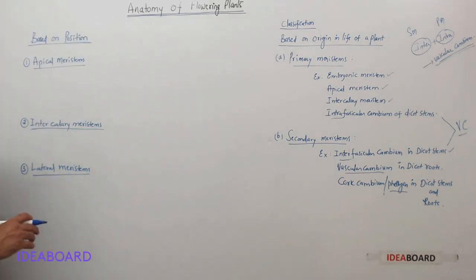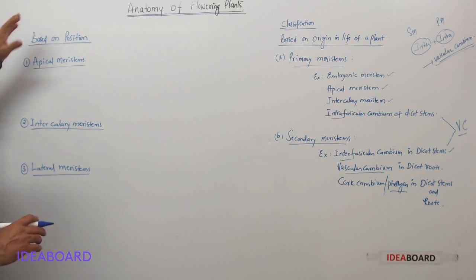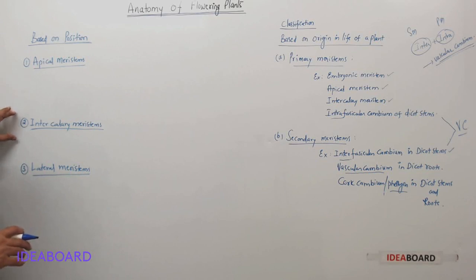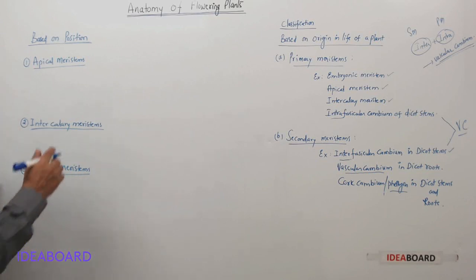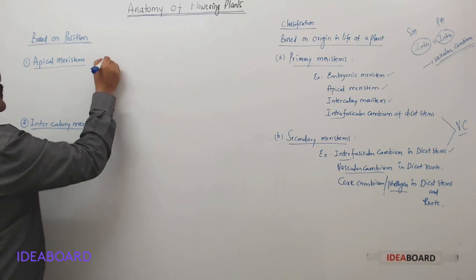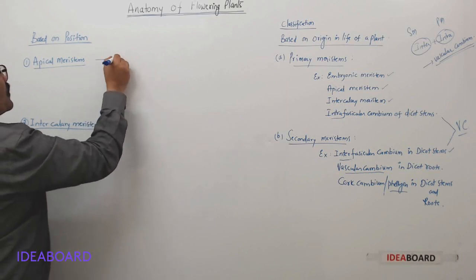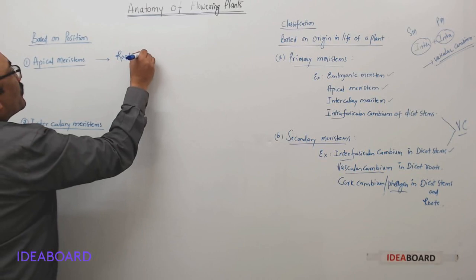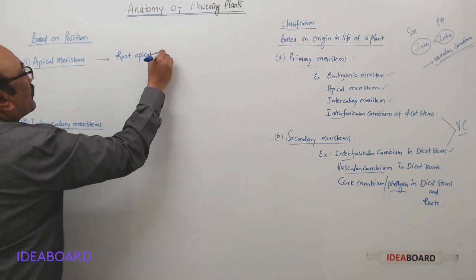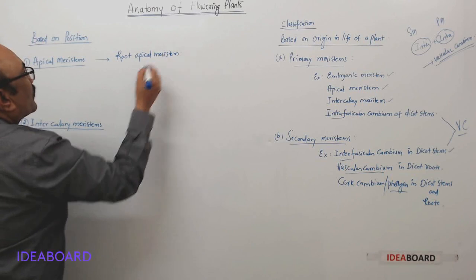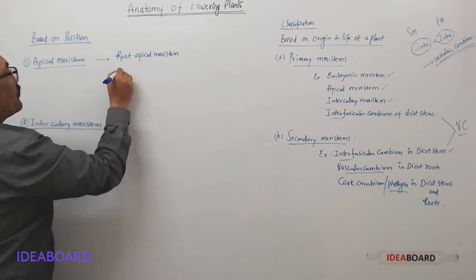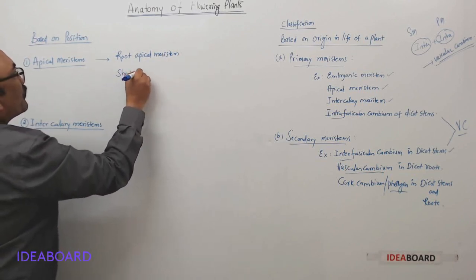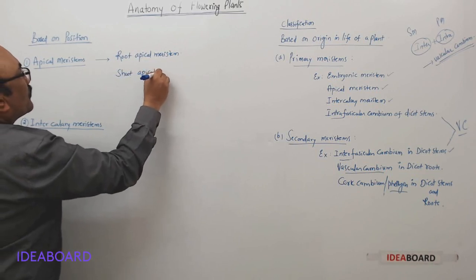Now let us discuss the meristems based on position. Based on position, these are of three types: apical meristems, intercalary meristems, and lateral meristems. The apical meristems are present at the tips of roots and stems. As already told, the one present at the tip of the root is called root apical meristem, and at the tip of the stem is called shoot apical meristem.